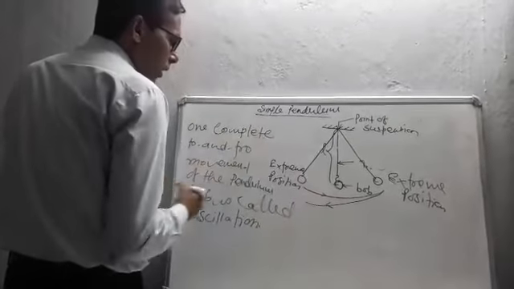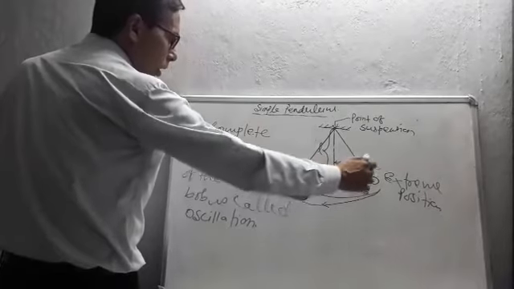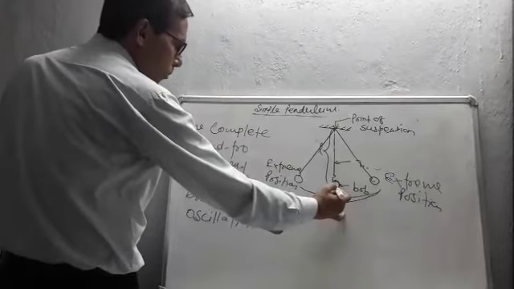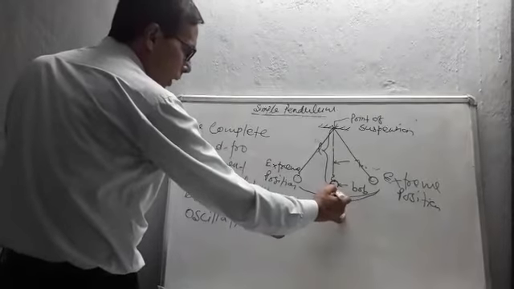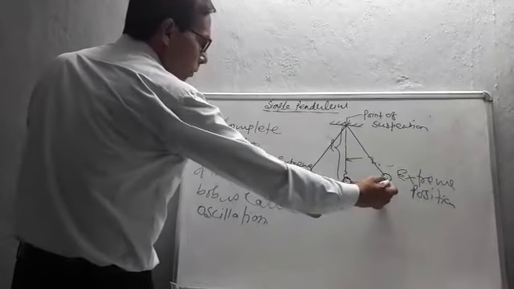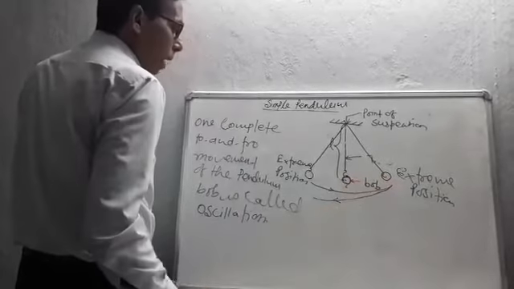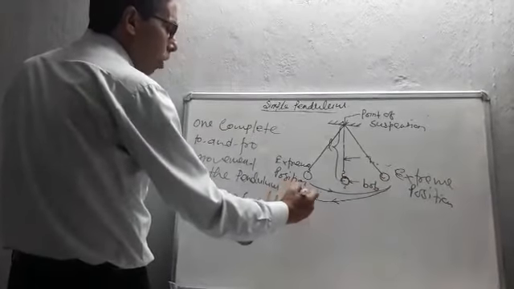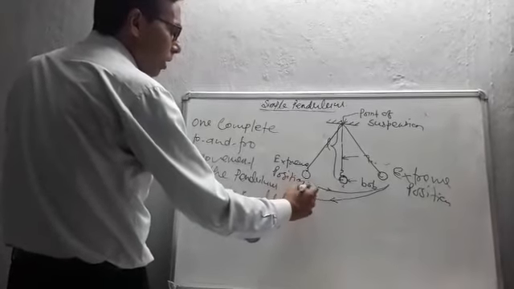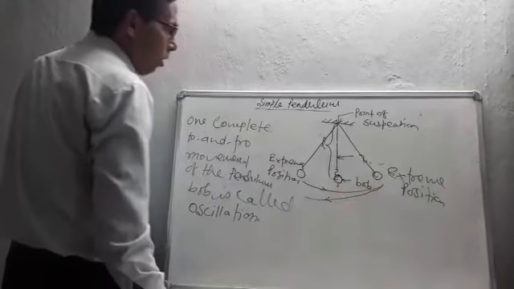Now what is time period? The total time taken to complete one oscillation is called the time period. And what is amplitude? The maximum displacement of the bob from its mean position to the extreme position on either side is called the amplitude of vibration. And the number of oscillations completed in 1 second is called the frequency of the pendulum.